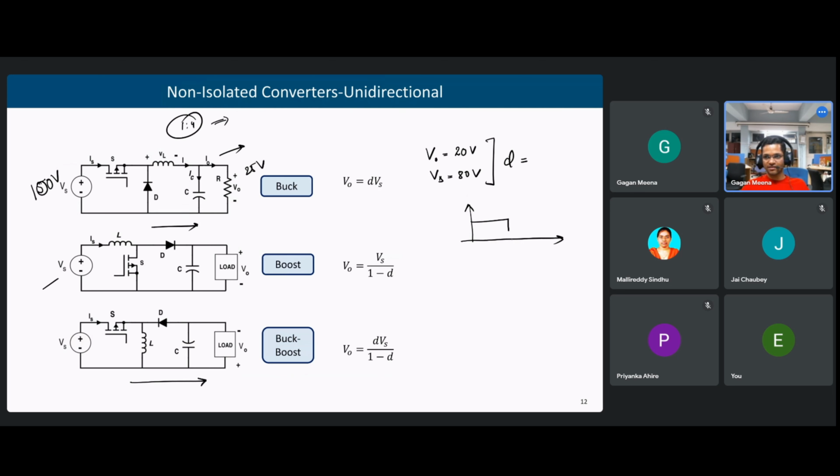Can you tell? So this is the formula we're using. Output is 20, input is 80. So D is output by input, 20 by 80. How much?